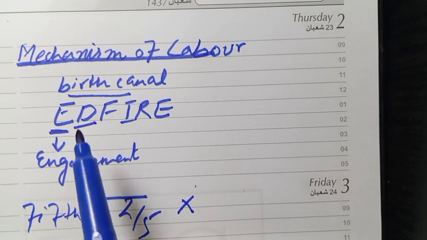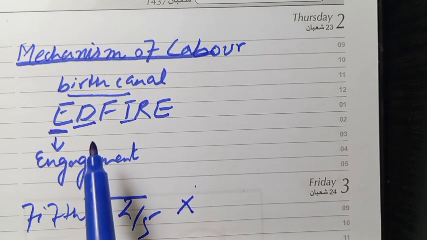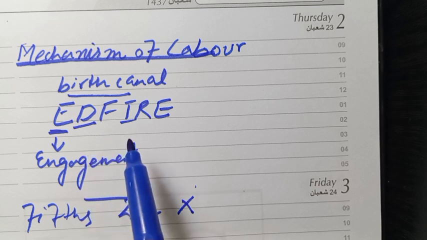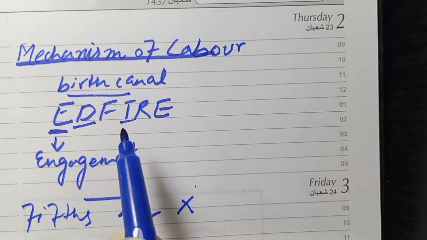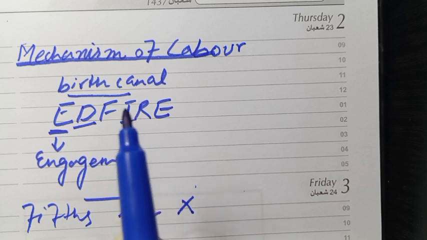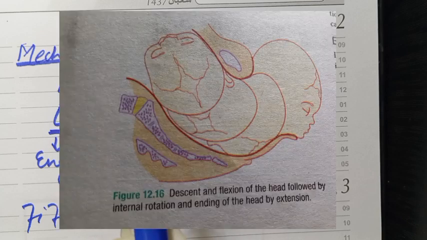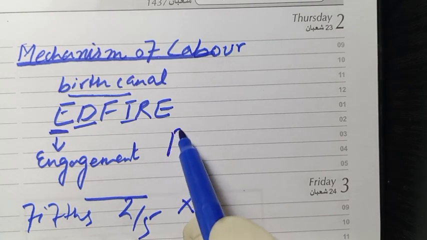Descent. D stands for descent. Descent of the fetal head is needed before flexion, internal rotation, and extension can occur. During the first stage and passive phase of the second stage of labor, descent of the fetus occurs as a result of uterine contractions. In the active phase of the second stage of labor, descent of the fetus is assisted by voluntary efforts of the mother using her abdominal muscles and the Valsalva maneuver, pushing.